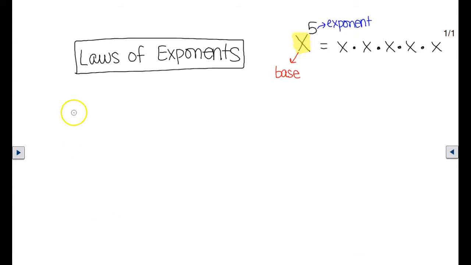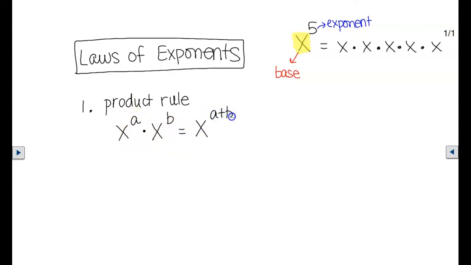Now, at this point, we have talked about 2 laws for exponents. The first one was the product rule. And the product rule tells us how to do multiplication problems that involve exponents. It says that if you have a base raised to a power times the same base raised to another power, so x to the a times x to the b, that you keep the base and you add the 2 exponents together. So that would be x to the a plus b. Remember, though, that the product rule does rely on those 2 bases being the same.